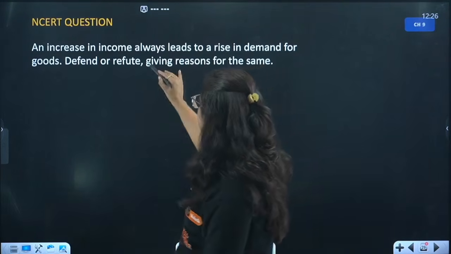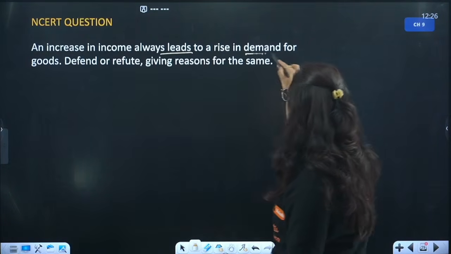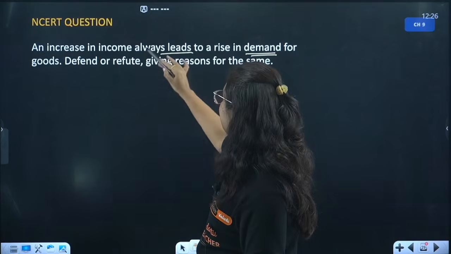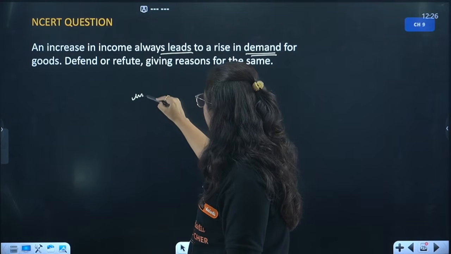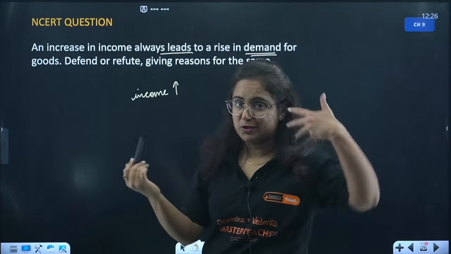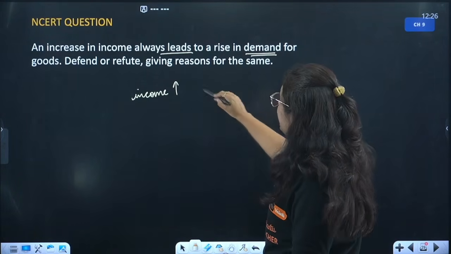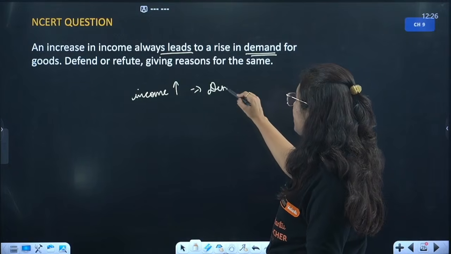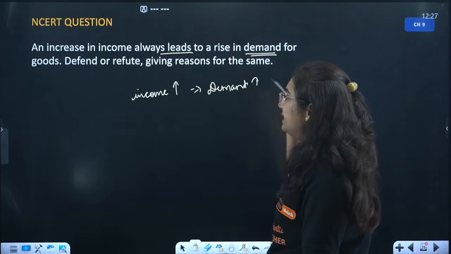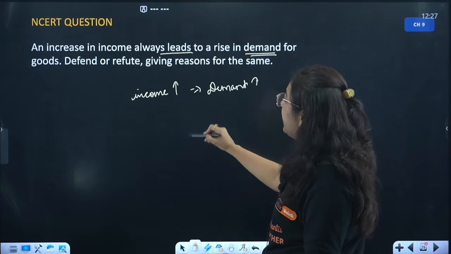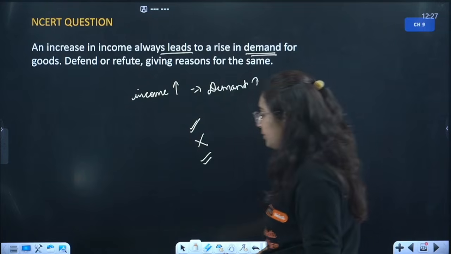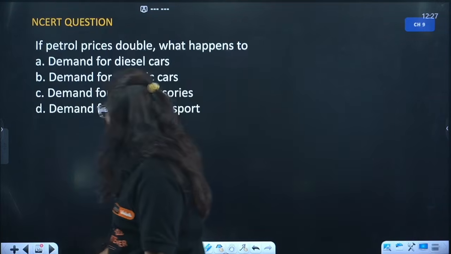Increase in income always leads to rise in demand for goods. Now what is this? An increase in income. If your income increases, your spending will increase because you have more income, and hence there will be a rise in the demand for the product. Obviously, defend or refute, giving reasons. So if you agree with this, give your points. If you do not agree with this, give your points. This is how we are going to frame this question.